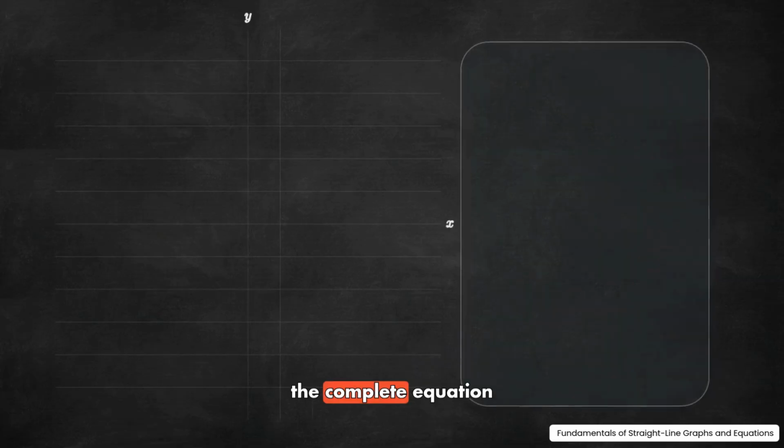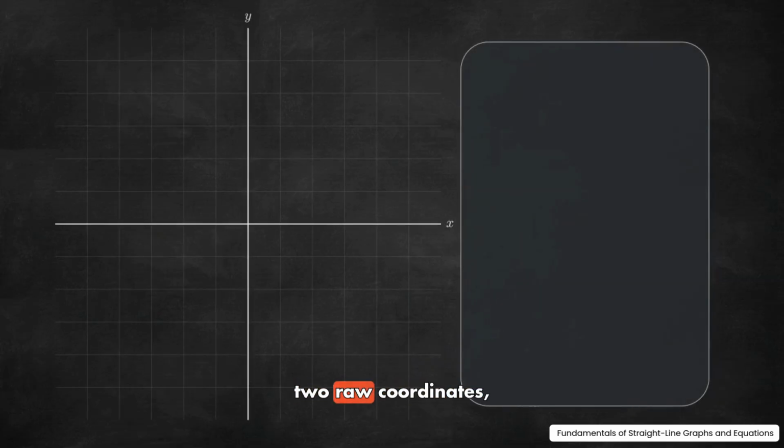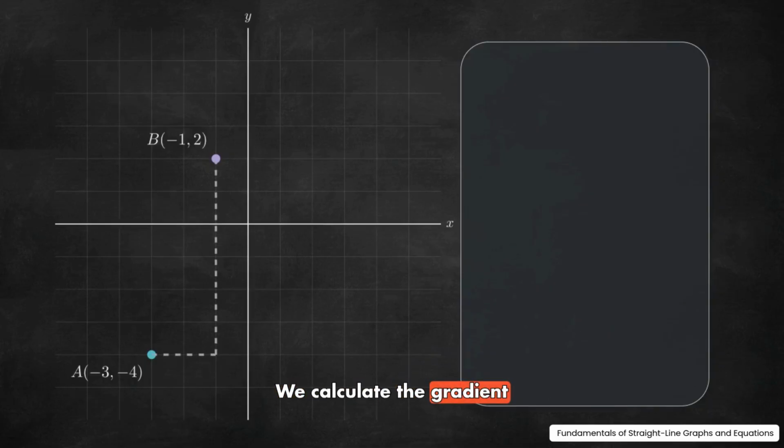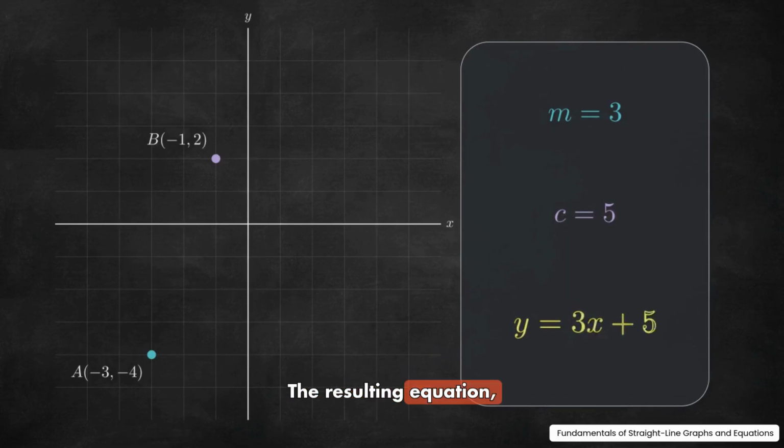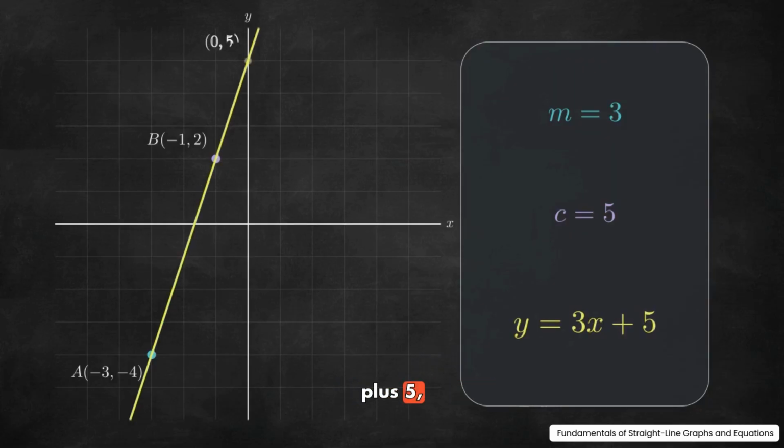We can also build the complete equation from scratch using just 2 raw coordinates, like point A at -3, -4, and point B at -1, 2. We calculate the gradient first by dividing the change in y by the change in x, giving us a gradient of 3. Knowing m is 3, we write y equals 3x plus c. Next, we substitute the x and y values from point B into that equation. 2 equals 3 times -1 plus c. Solving for c gives us 5. The resulting equation, y equals 3x plus 5, defines the exact path and position of the line on the plane.